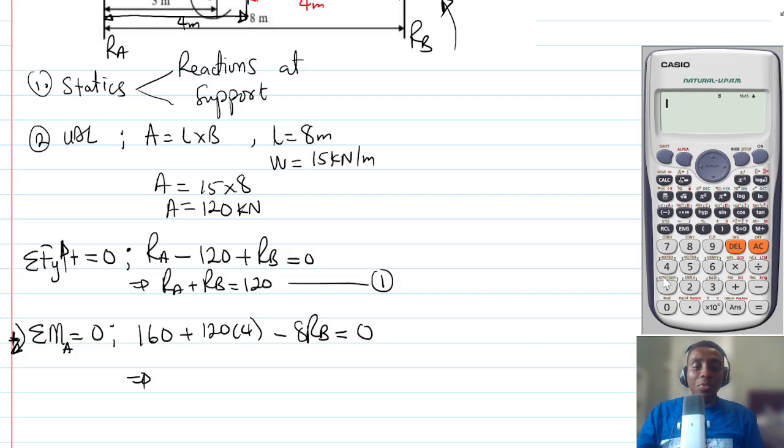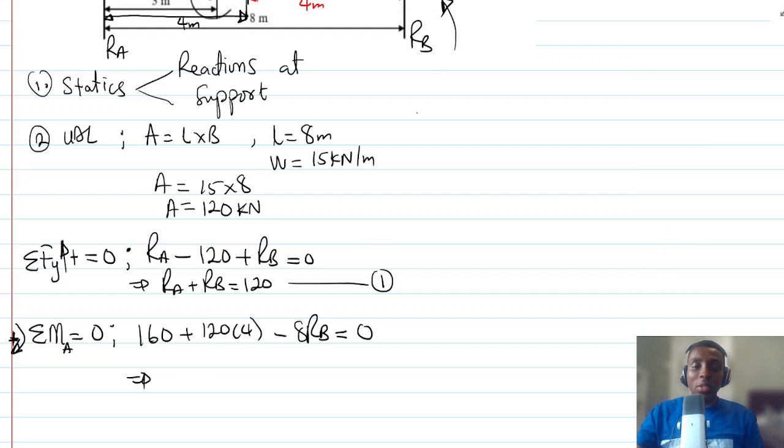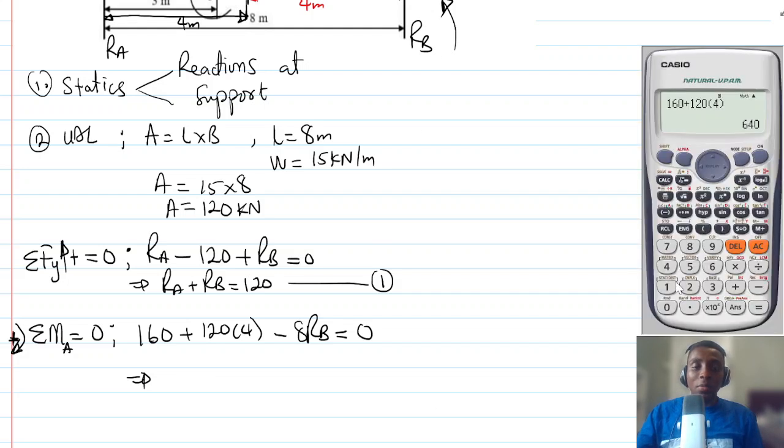So we have 160 and then plus 120 multiplied by 4. And what do we get for this? So we get 640. All right. So that is it. You get 640.